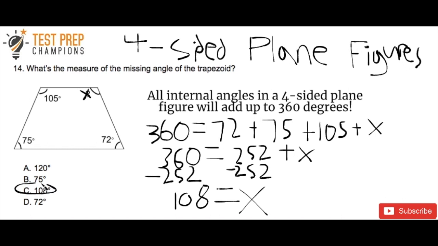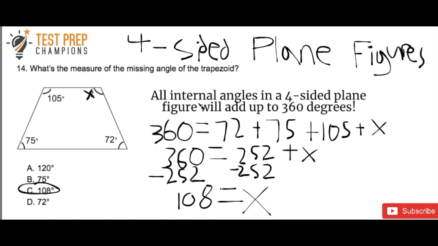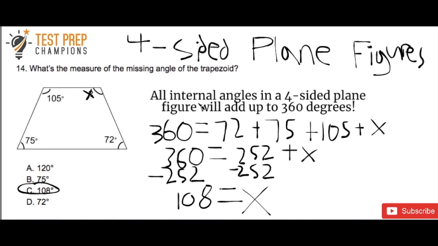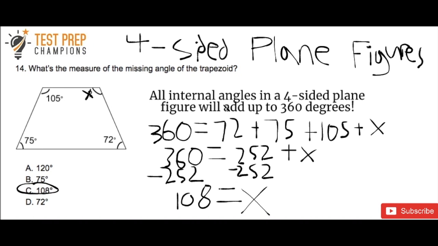But the key thing here is understanding that all of the internal angles in a four-sided plane figure, which would be your squares, your rectangles, your trapezoids, your parallelograms, and the rhombus, I think that's all of them. Yes, that is all of them. All of these internal angles are going to add up to 360 degrees. All right, let's go on to the next question now.